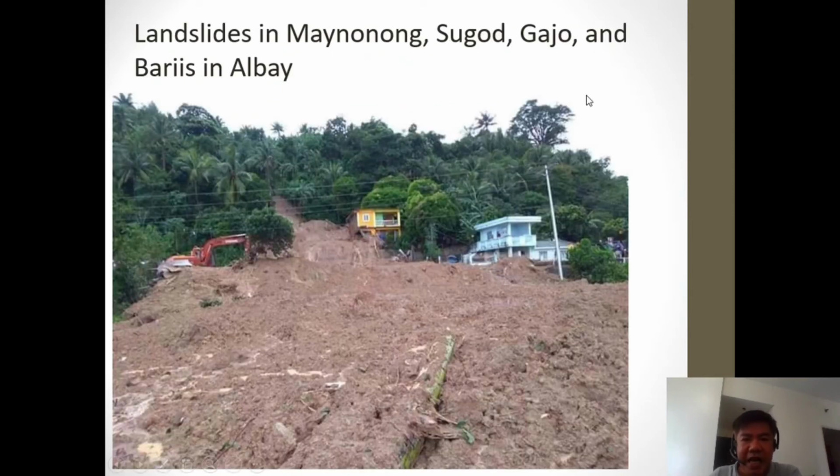This is a landslide in Mainonong, Sugod, Gaho, and Bariis in Albay. So this is an area in Albay. If you can see, the type of soil, the type of material, is very loose due to the level of saturation. During a rainfall event, of course the whole area will be fully saturated, and it will have runoff, and it causes the soil to be loose and prone to this kind of failure, which is landslide.